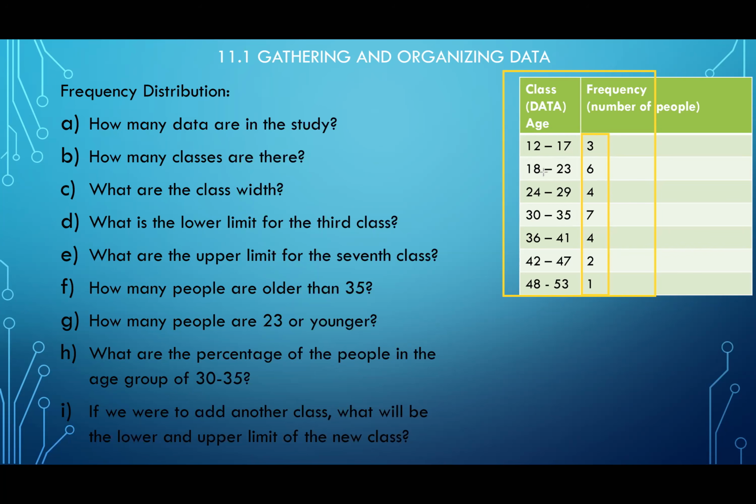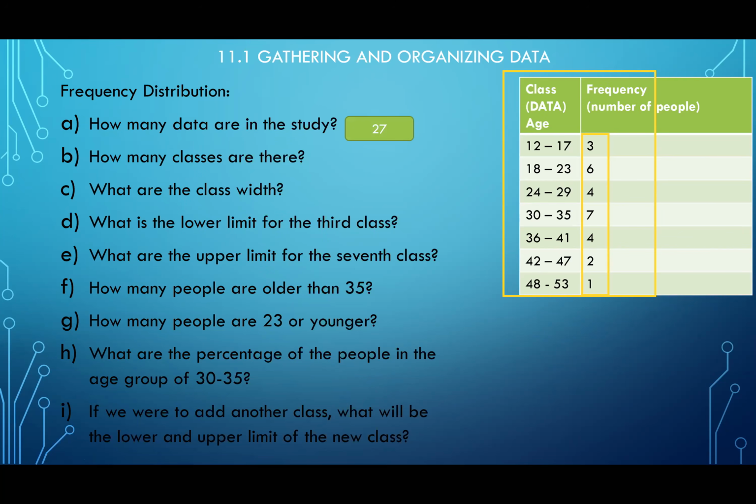And based on this, we don't know the actual data itself, but we know how many data there is in this study. So you can see that 3 plus 6, that's 9, 9 plus 4, that's 13, 13 plus 7, that will give you 20, 20 plus 4, 24, and again, 3 more, that will give me 27. So as you can see, the total number of data, which is the total number of frequency, is 27 people in total.